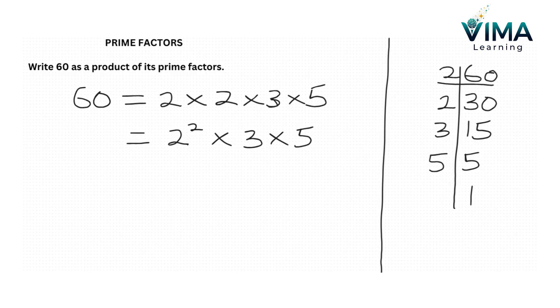So this is how we answer questions like this. So if you are told to express any number as a product of its prime factors, you first of all divide the number until you get to 1. Then all the prime numbers you used in the division will now be used to represent that number.